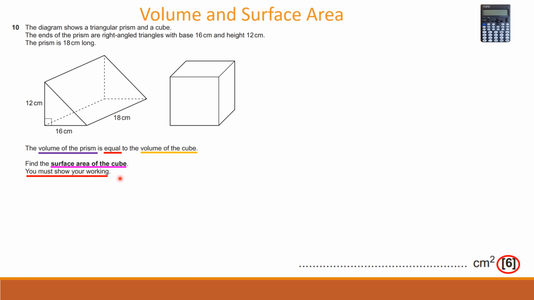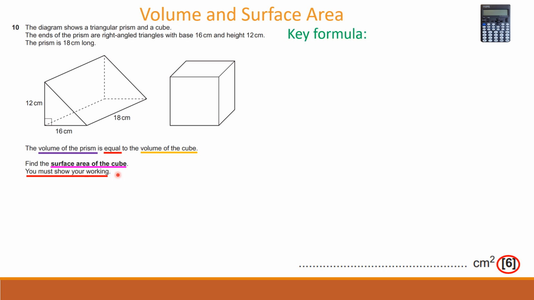So if you don't show your working, you cannot get full marks, even if you get the answer correct. If you just write down an answer and it happens to be correct, you cannot get the full marks if you do not show your working out.